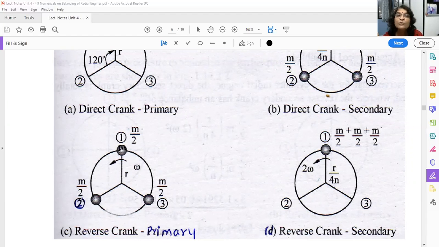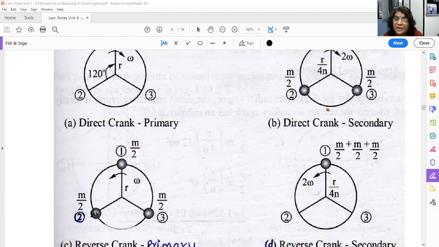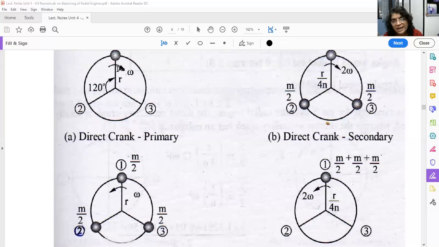Okay, now cylinder number 2. Cylinder number 2 is here, and you have to rotate it by 120 degrees in the opposite direction. See, this is your regular direction, clockwise is your actual direction, but we have to rotate it in the opposite direction, that means anti-clockwise. So 120 degrees it will be rotated in the opposite direction, anti-clockwise, and it will come here. So m by 2 has come here.